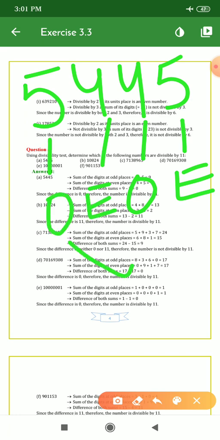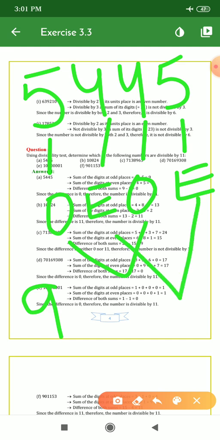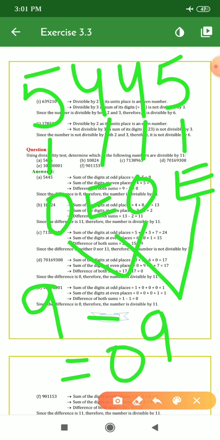Now add the odd ones. 5 plus 4 is 9. The sum of the odd places is 9. Now the sum of the even places is 5 plus 4, which is 9. So the difference between the sum of the even places and the sum of the odd places should be 0. So simple, 9 minus 9 is 0. So the number 5445 is divisible by 11.